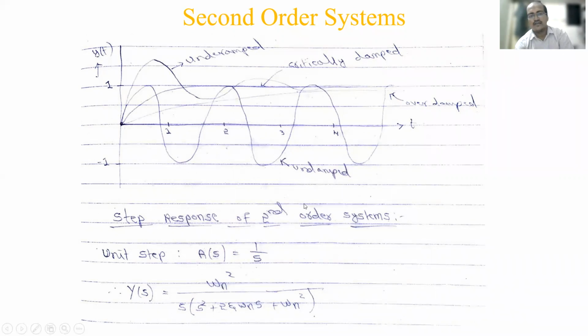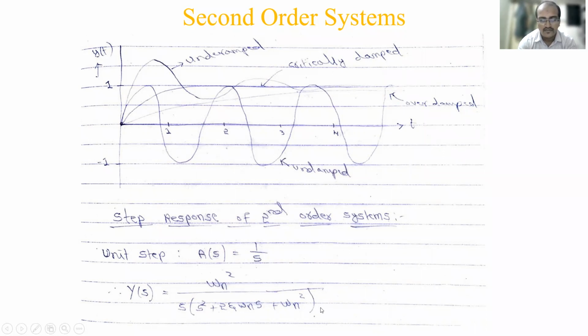So then we take it step by step. R of s is 1 by s, so this is the Y of s now. Y of s by R of s was the transfer function. R of s I have taken in the numerator, and 1 by s substituted, that's why s came in the denominator. Now this is the form.